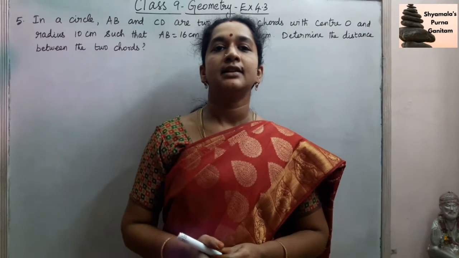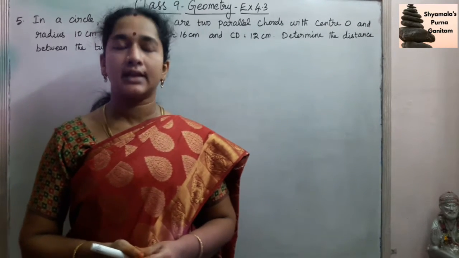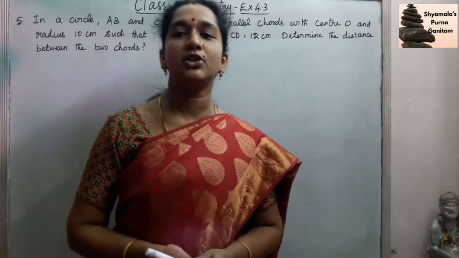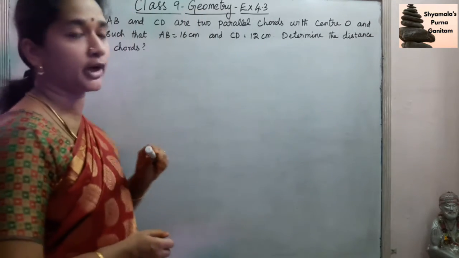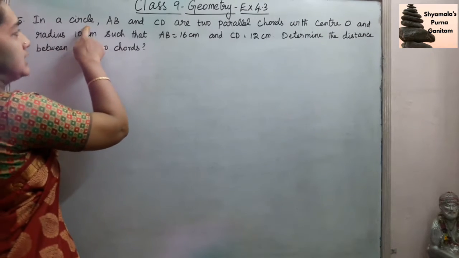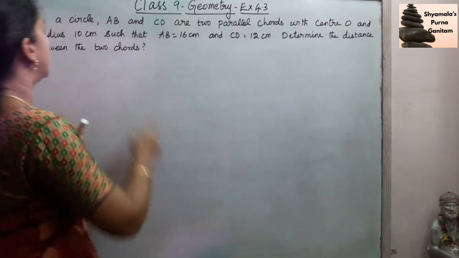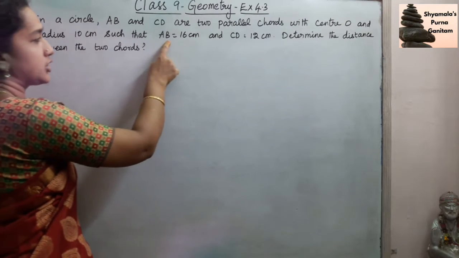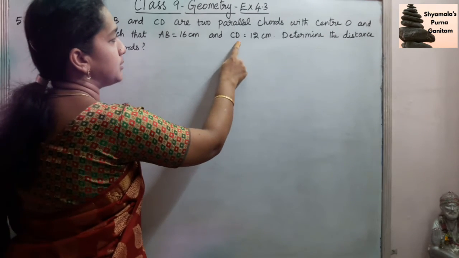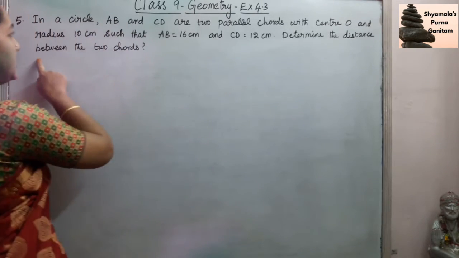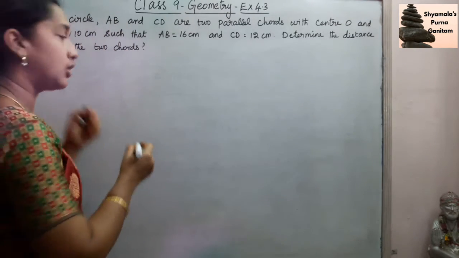Good morning students. In this class I will be doing the Class 9 Samacheer Kalvi matriculation syllabus, 4th chapter Geometry, exercise 4.3, 5th sum. In a circle, AB and CD are two parallel chords with center O and radius 10 cm such that AB is equal to 16 cm and CD is equal to 12 cm. Determine the distance between the two chords.